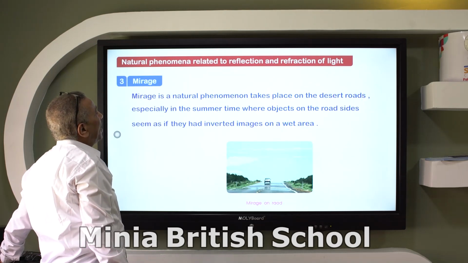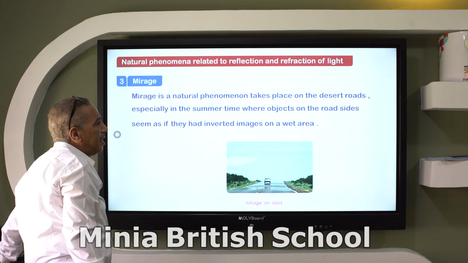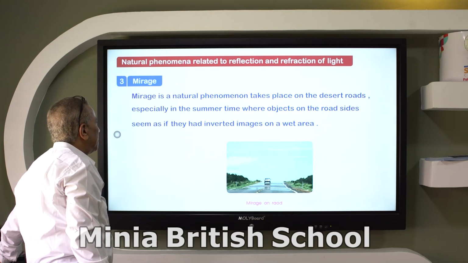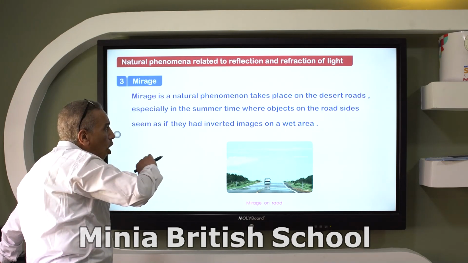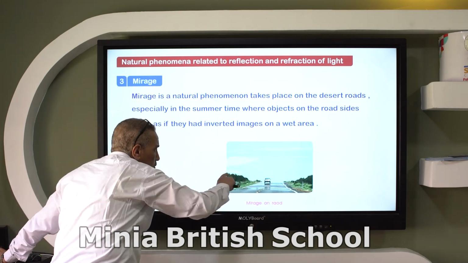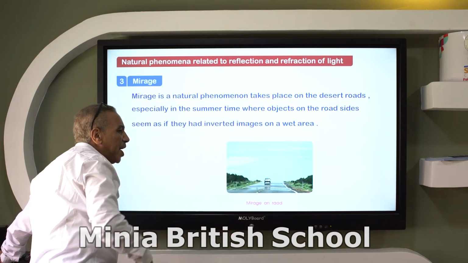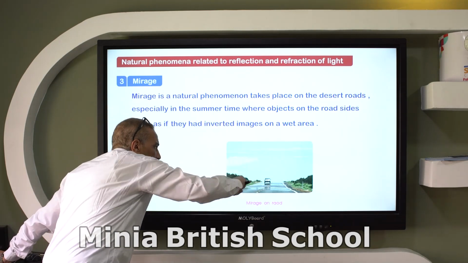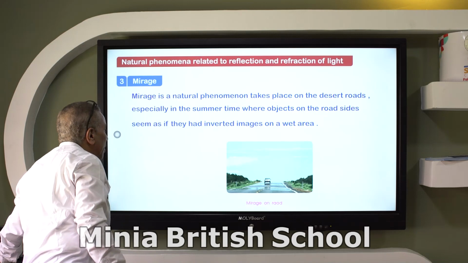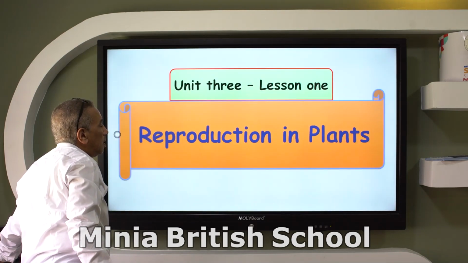There is a phenomenon which is called mirage. The mirage phenomenon is a natural phenomenon that takes place in the desert, especially in the summertime, where objects on the side of the roads appear to be inverted on a wet area, the appearance of water, and everything on the two sides of the road appears inverted, due to the refraction of light.